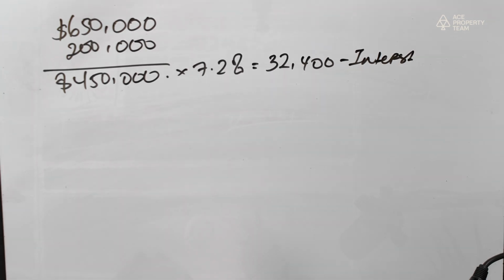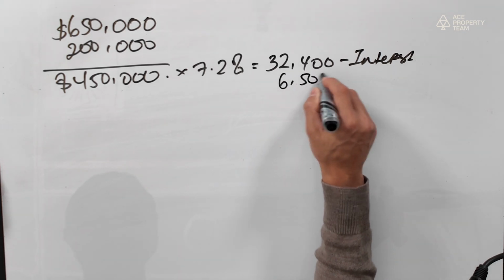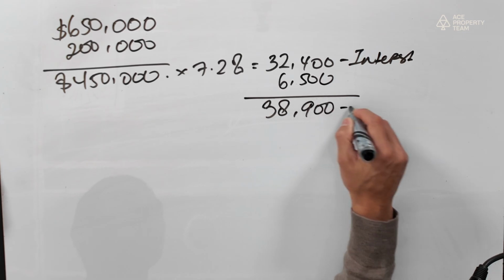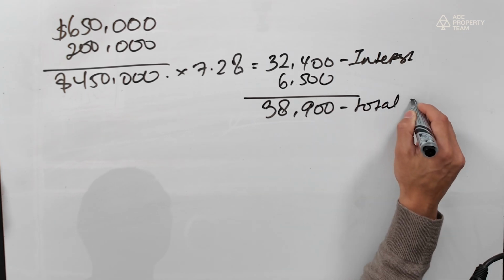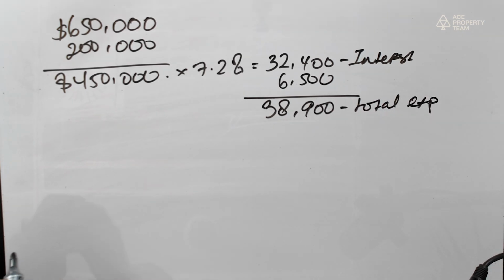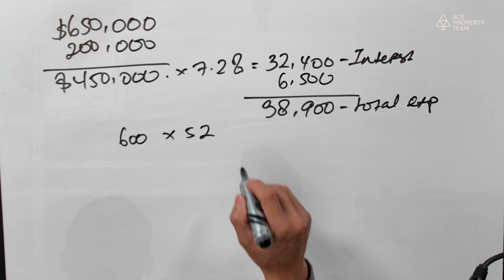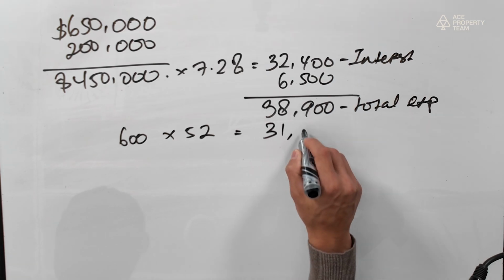So the expenses per year, you still have the council rates, water rates, building insurance, landlord insurance, and the agent to manage it. All of that is roughly around $6,500 a year, which means that we have $38,900 as the total expenses. This house is going to rent for $600 a week. So times that by 52 weeks, the total income is going to be $31,200.